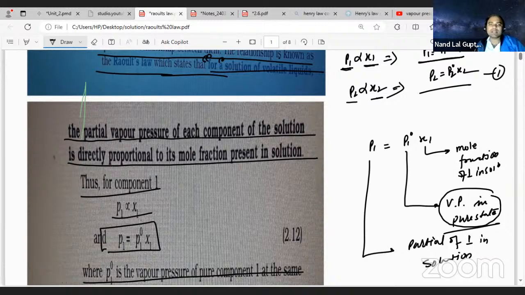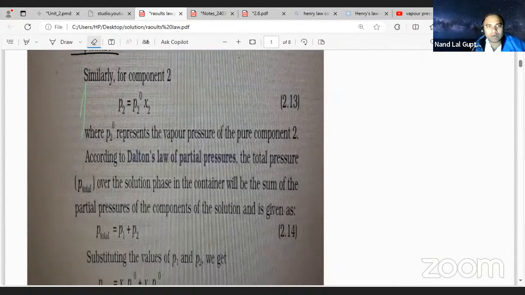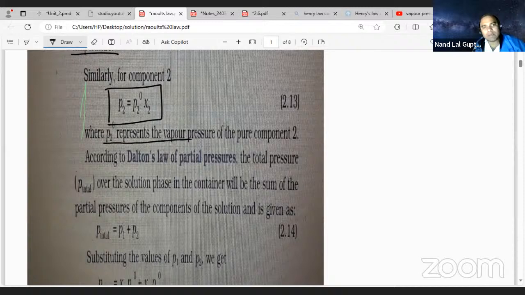Last day, in Henry's law, we studied P1 is equal to KH x1. So here KH is replaced by the vapor pressure in the pure state. This is the proportionality constant: for the liquid, it is P1 not; for the gas, it is KH. Now for P2, it will be P2 not. P2 is equal to P2 not x2. P2 not represents the vapor pressure in the pure state. Is it okay?